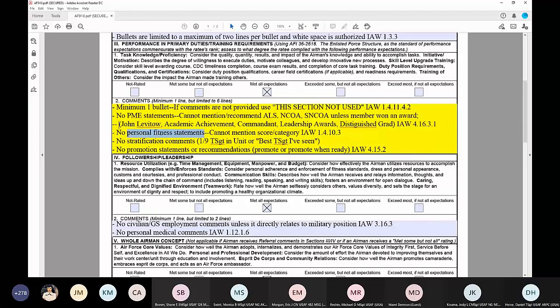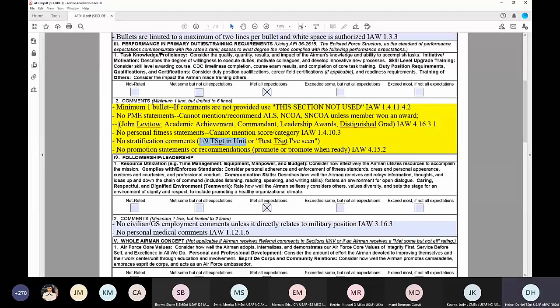You cannot have any stratification comments on the 910. So a stratification comment is comparing that member to their peers. So in this example, 1 out of 9 tech sergeants in the unit would be considered a stratification that they cannot have, or the best tech sergeant I've seen. That's another stratification because they are comparing that member to other tech sergeants that the rater has rated.